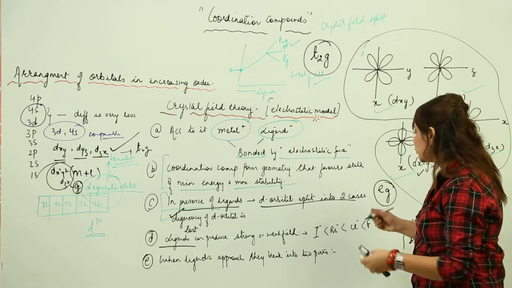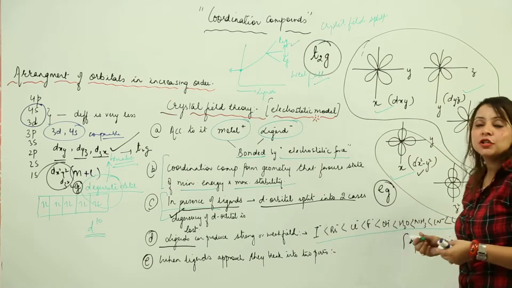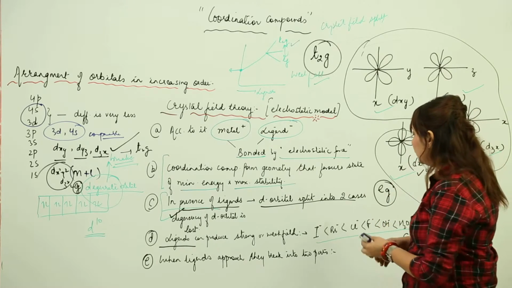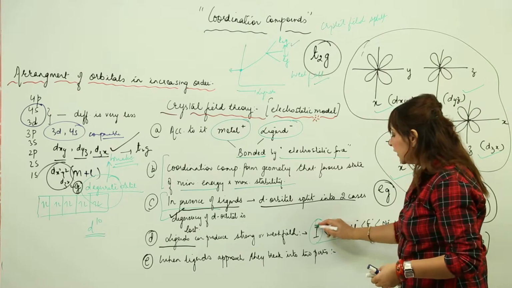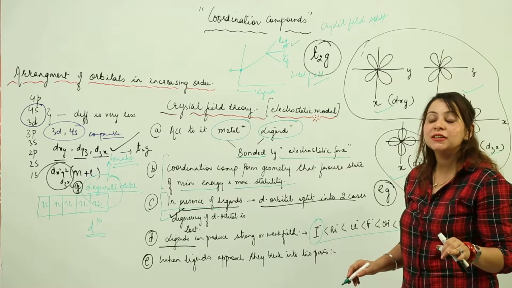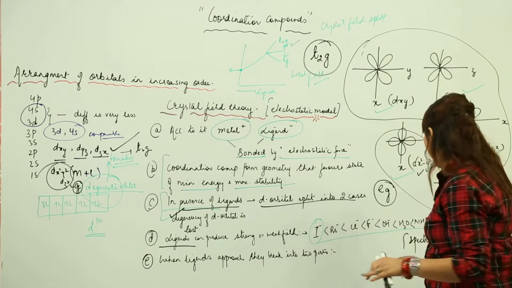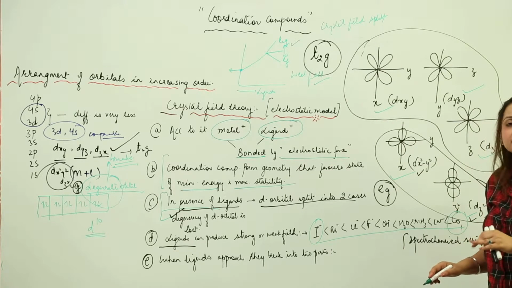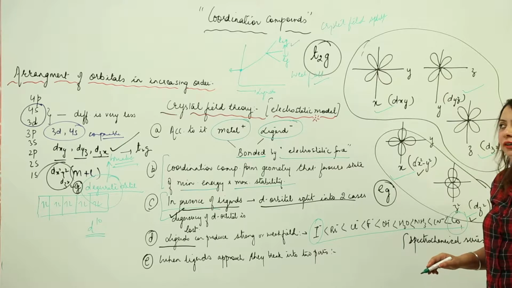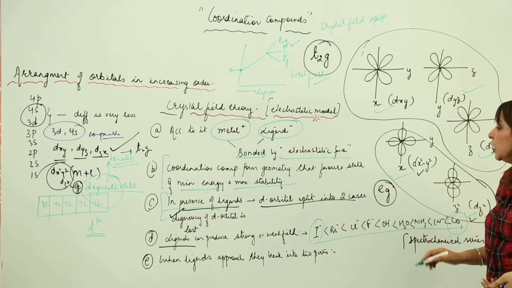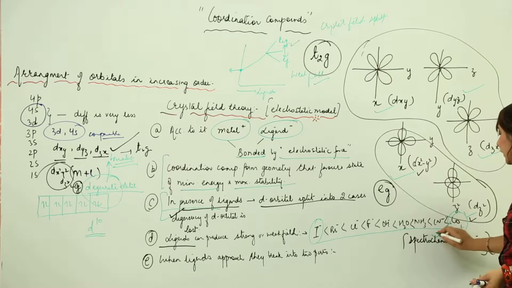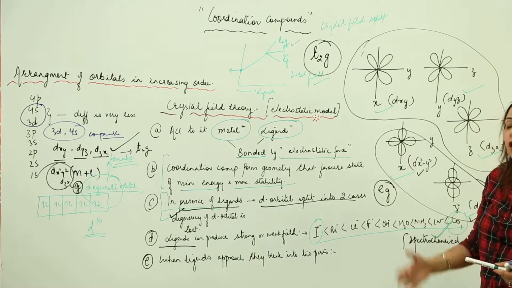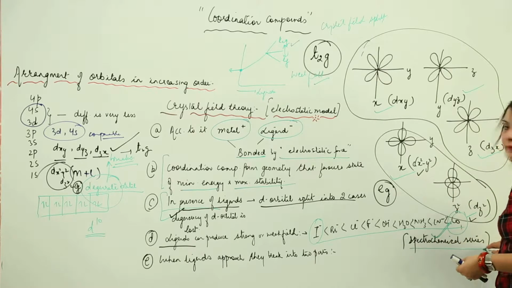So this is the spectrochemical series, in which I have arranged the ligands in order of their magnitude of crystal field splitting. The iodide ion produces less crystal field splitting, that means it creates less energy difference. And the carbonyl is the one which creates the maximum crystal field splitting. This is how we arrange the ligands according to their magnitude of crystal field splitting, and it is called the spectrochemical series.